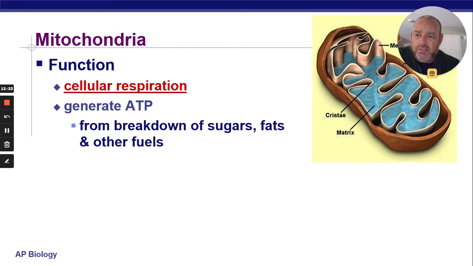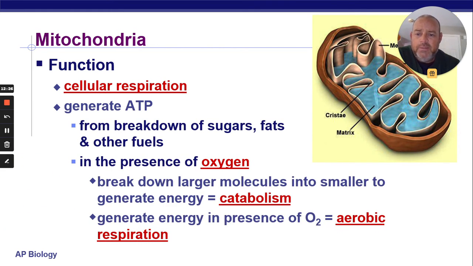So mitochondria function in cellular respiration, again, to generate ATP. The gist, the basics, is you break down sugars and fats and other fuels. You break down your food, right, in the presence of oxygen. So that's why we have to take in oxygen. We need it for the reaction. We'll get to the specifics of why oxygen down the road. But you break down larger molecules into smaller ones, which is the catabolic side of things, if you remember from our reactions in the first unit. And because we're doing this in the presence of oxygen, this is an aerobic process, aerobic respiration, aerobic reactions.